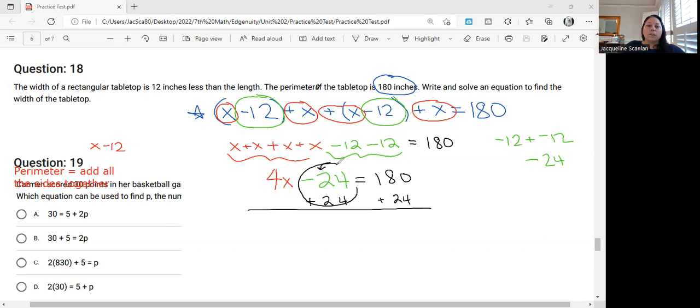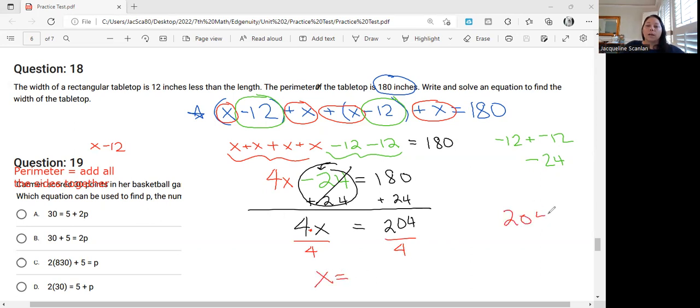Okay, this is a 0 pair, it eliminates. I'm left with 4x equals, and then I'm going to add, and I get 204. 180 plus 24 is 204. Last step is to get the variable alone, do the opposite operation of multiplication, which is division. So I'm going to divide both sides by 4, and I get x equals whatever I get.